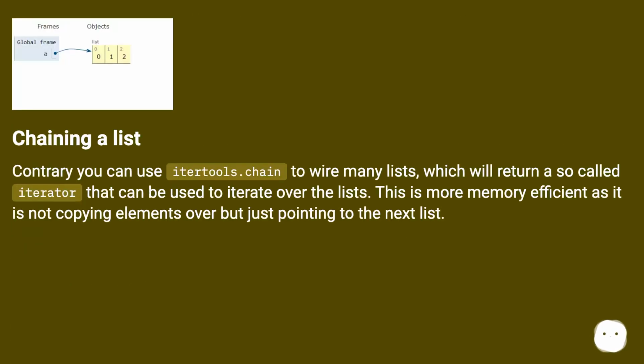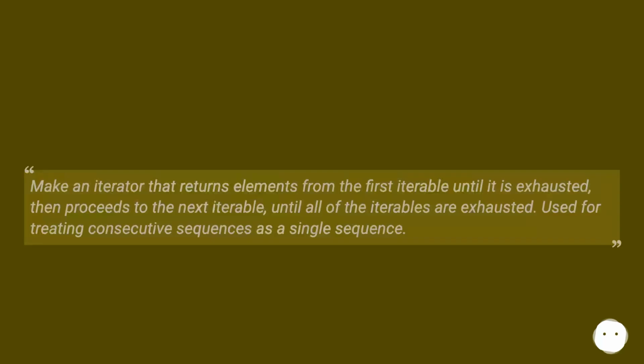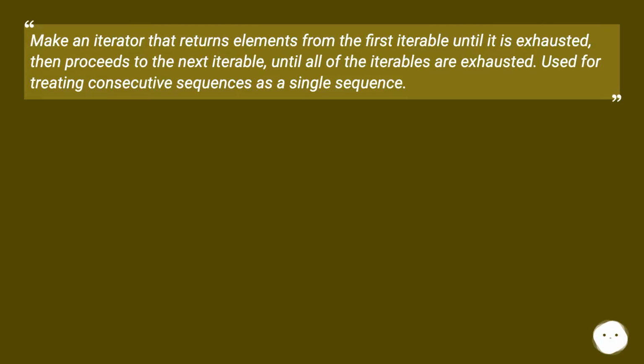Chaining a list. Contrary, you can use itertools.chain to wire many lists, which will return a so-called iterator that can be used to iterate over the lists. This is more memory efficient as it is not copying elements over but just pointing to the next list. Make an iterator that returns elements from the first iterable until it is exhausted, then proceeds to the next iterable until all of the iterables are exhausted. Use for treating consecutive sequences as a single sequence.